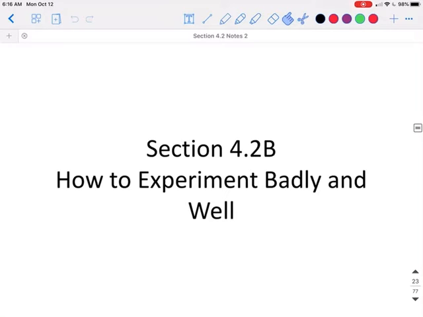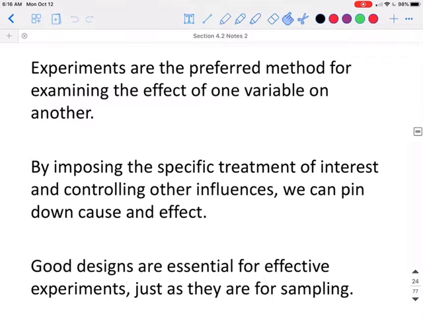This is section 4.2, part B, how to experiment badly and well. Experiments are the preferred method for examining the effects of one variable on another. By imposing the specific treatment of interest and controlling other influences, we can pin down cause and effect. Good designs are essential for effective experiments, just as they are for sampling.